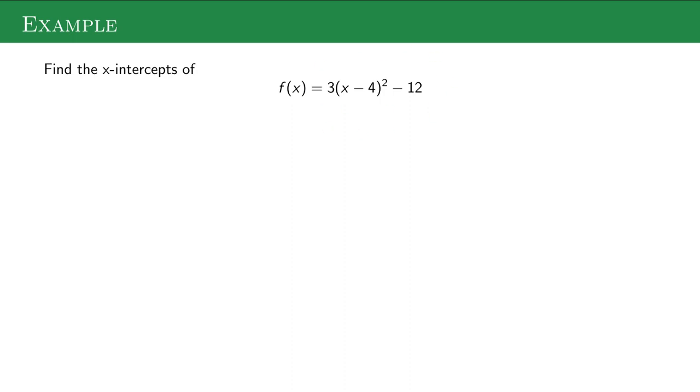This problem looks a little bit different. It's the same first step to find my x-intercepts. I set my equation equal to 0. If I look at this equation, I see this term being squared here. So I want to use square roots. So if I want to use square roots, I'm going to get this by itself. So I add 12. Need to get rid of this 3, so I divide by 3.